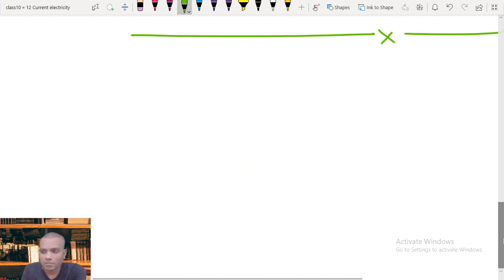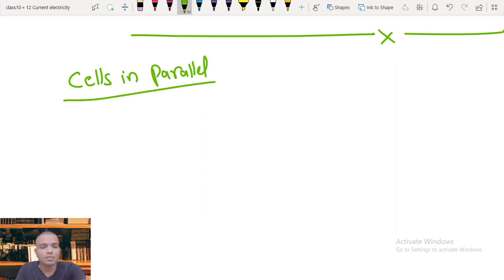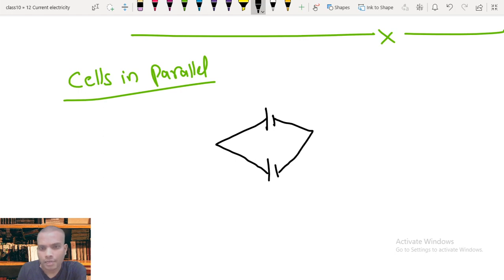Suppose what happens if cells are in parallel? Cells in parallel. Let me draw the circuit diagram first. Suppose let me take two cells. So that is one cell. These two cells are connected in parallel. It means positive terminals are connected at one end and negative terminals are connected at the other end. So this becomes a parallel combination.